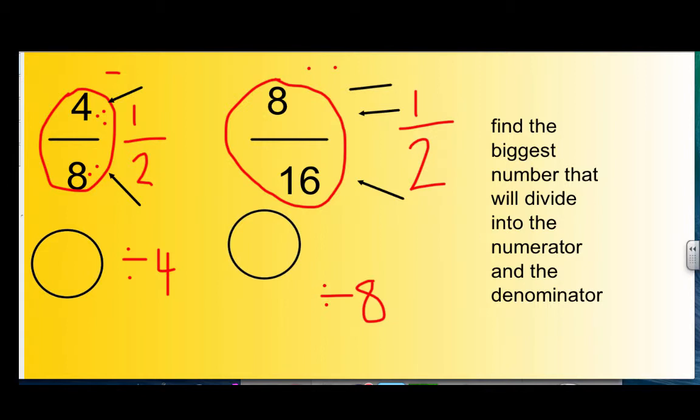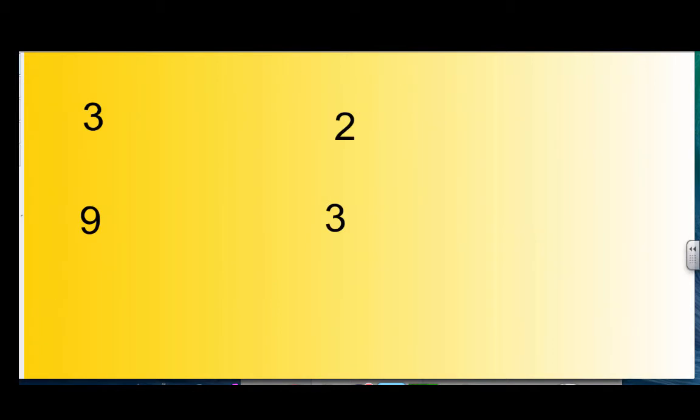Okay, let's do one together. What's the biggest number that you can think of that actually divides into 3 and 9? Okay, have a think. I hope you decided it was 3. So 3 divided by 3 equals 1, doesn't it? 9 divided by 3 equals 3. So 3/9 really equals 1/3.